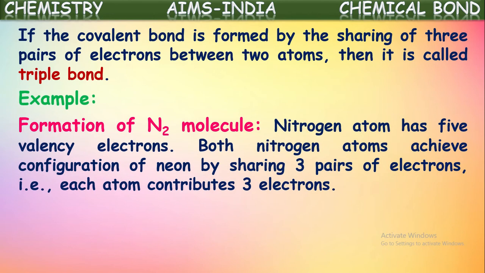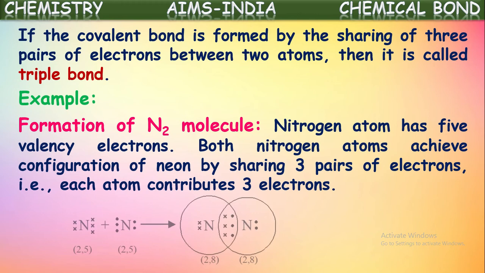We know the nitrogen atom has 5 valence electrons because the atomic number is 7 and its configuration will be 2, 5. When two nitrogen atoms approach each other, both nitrogen atoms contribute 3 electrons each and hence they share 3 pairs of electrons, and thus they form 3 covalent bonds between two nitrogen atoms. So here each nitrogen has 5 valence electrons. When these two approach, each nitrogen contributes 3 electrons for covalent bond formation.